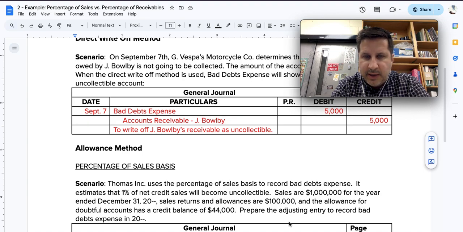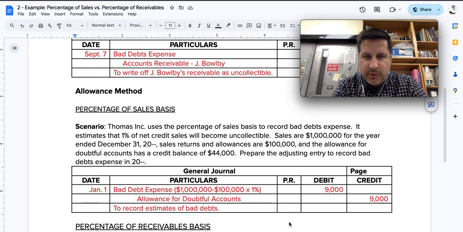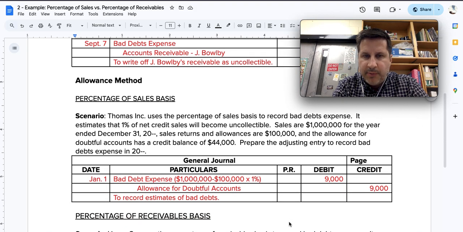We also see that our allowance for doubtful accounts, which I'm going to talk about in a second, has a credit balance of $44,000. When we're using this percentage of sales in the income statement, that's a bit of a red herring. We're going to ignore allowance for doubtful accounts because that's a balance sheet account that I'll explain in just a moment. So to do the recording of our bad debts, what we do is we take our $1 million in sales minus our 100,000 in returns, and that gives us 900,000 times 1%.